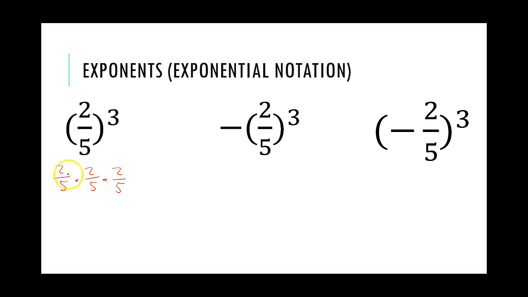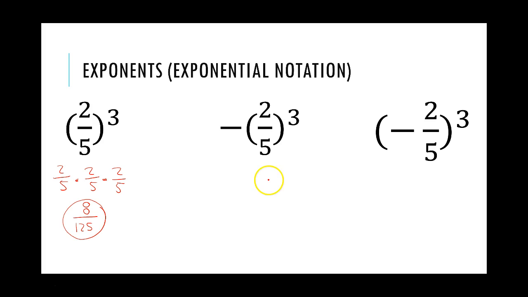And just to review, you can do multiplication of fractions by hand, or if you're allowed to use a calculator, you can just punch that into your calculator as well. But you just multiply straight across when you're multiplying fractions. So 2 times 2 is 4, 4 times 2 is 8, 5 times 5 is 25, 25 times 5 is 125. And that would be your answer for that first one.